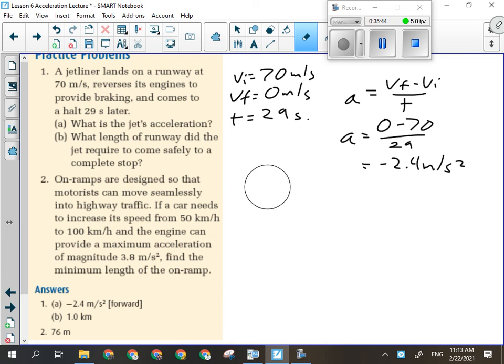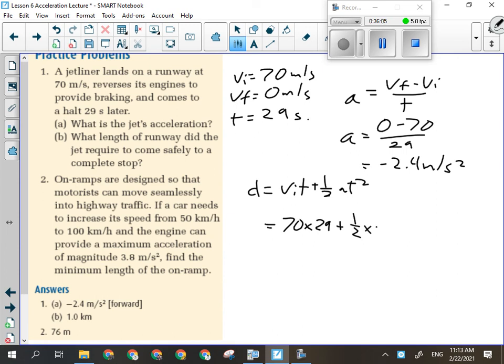Not to say you couldn't, okay? But I would go with something else that maybe is already set up to solve for D, like VI times T plus 1/2 AT squared. Right? I don't even have to manipulate that one. It's already set up to solve for D, and I would just plug in my numbers. So I'd have 70 times 29 plus 1/2 times negative 2.4 times 29 squared. And I would keep that rounded value for part B. If I calculate something in part A and I use that value in part B, I use the rounded value in part B.